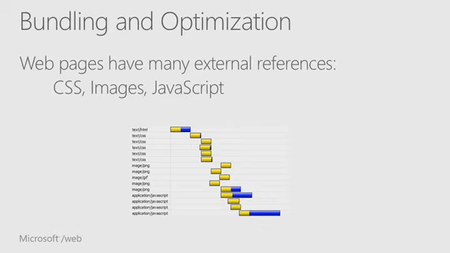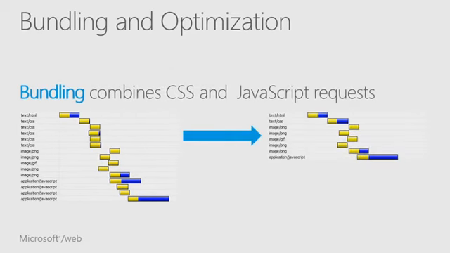Let's talk about bundling and optimization. Yeah, so bundling and optimization is an interesting one. Web pages have all these external references. You've got CSS and images and JavaScript and whatever you're loading. So this is a little timeline that's showing the browser going and loading those things. And then bundling, there's two levels here. There's bundling and then there's minification.